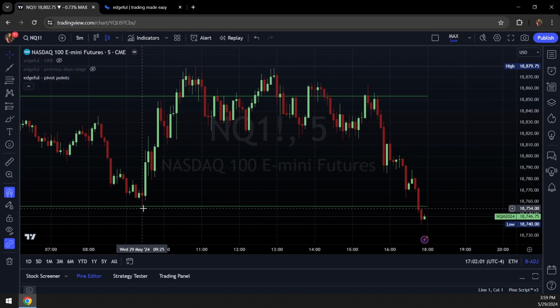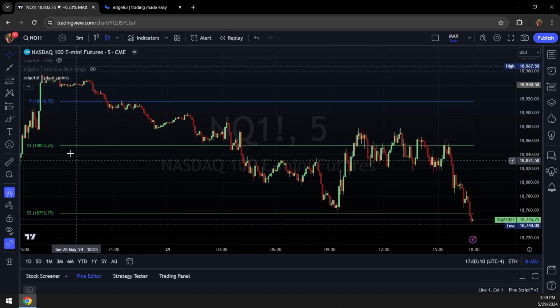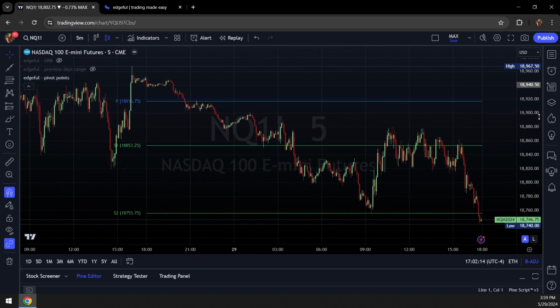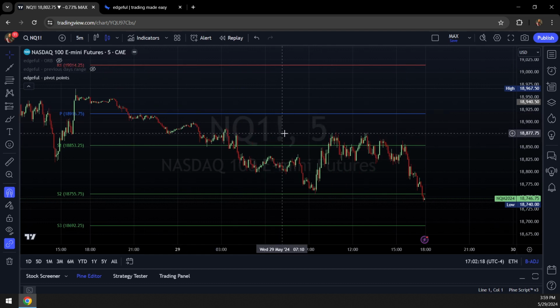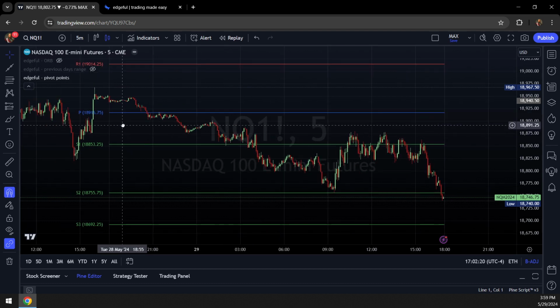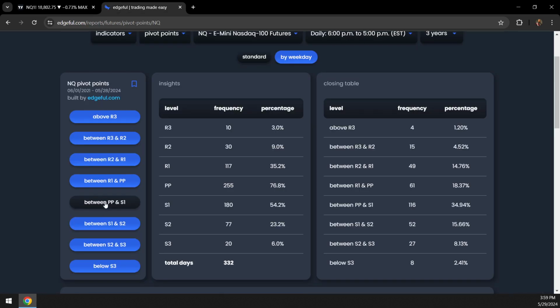This morning I took a long right on this pivot point. We can go over some of the trading stuff if you guys want after I'm done with the Edgeful stuff, but right here I went long and that was beautiful. But you see the pivot point, S1, S2. Because we opened up, let's just say hypothetically, we opened up right here between the pivot point and S1, which is what I have it set to here.